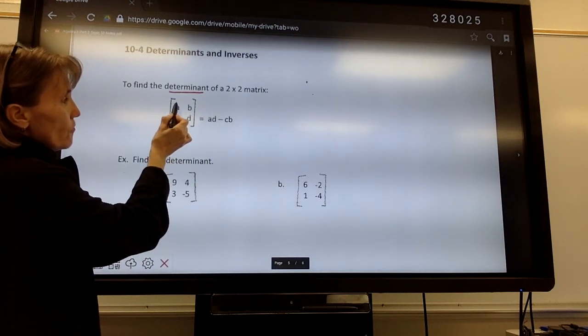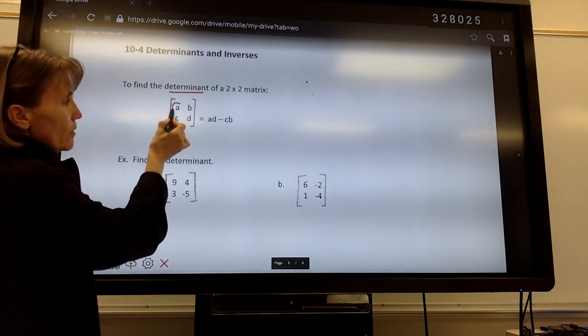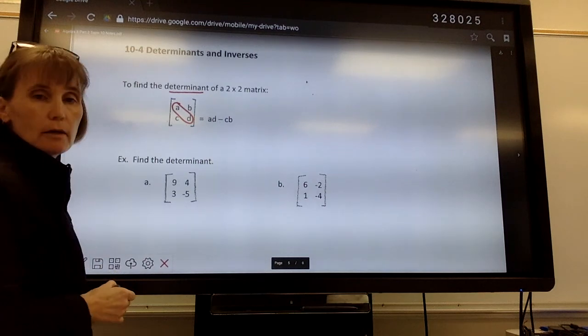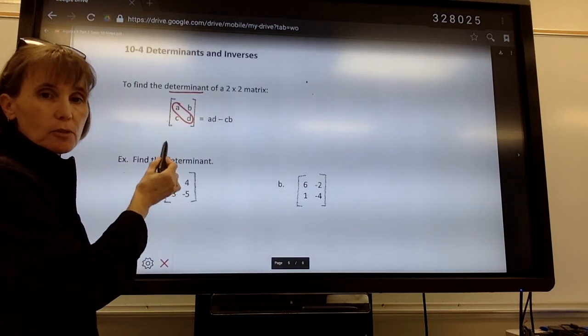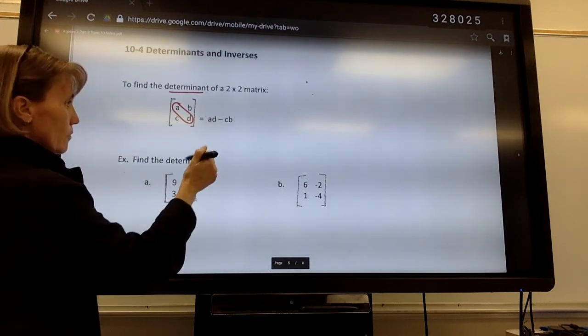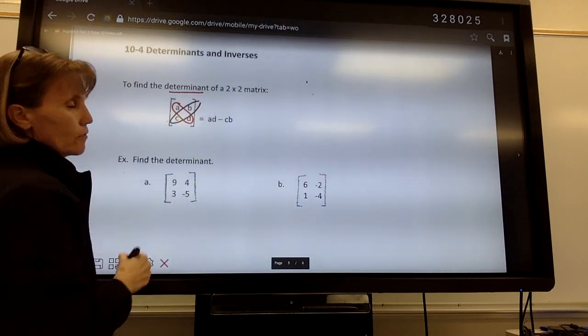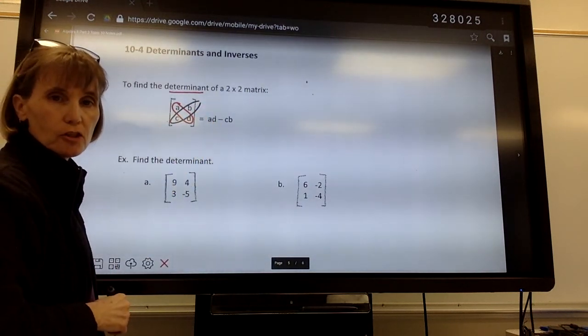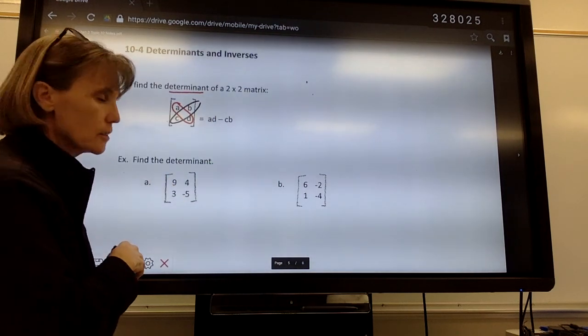Okay, when we do that, we take the product of the diagonals and we subtract them. We're always going to start in the first row, first column, that diagonal, A times D, the numbers in those positions. We take that product and subtract the product of the other two positions. So we're going to subtract those two products.